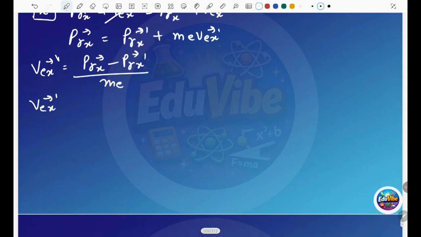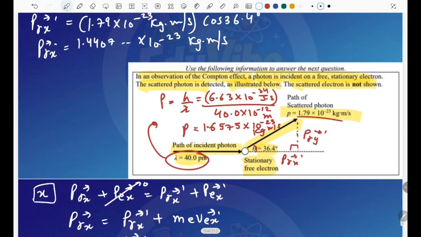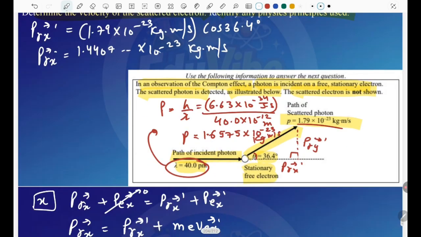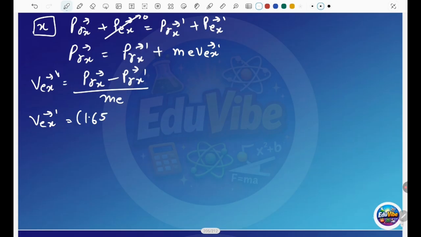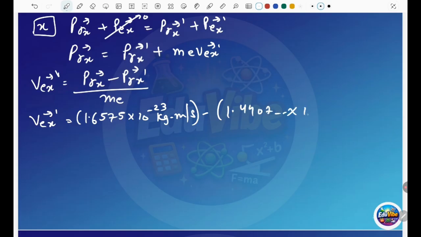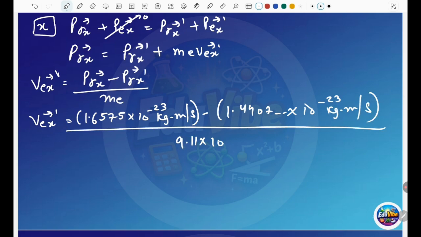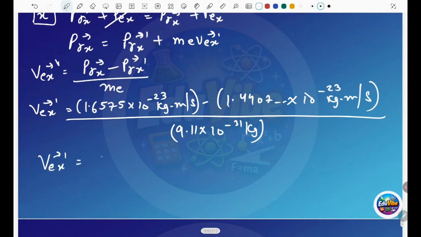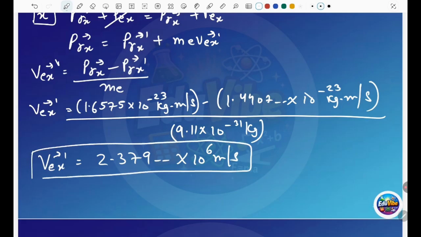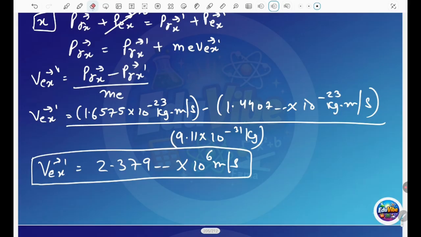So what is this thing equal to? We have 1.6575 times 10 raised to minus 23 kg meter per second, which we found over there, minus 1.4407 times 10 raised to power minus 23 kg meter per second, and this whole thing is divided by the electron's mass. When we solve this, we get about 2.379 times 10 raised to power 6 meter per second. So this is the velocity of the electron at x.